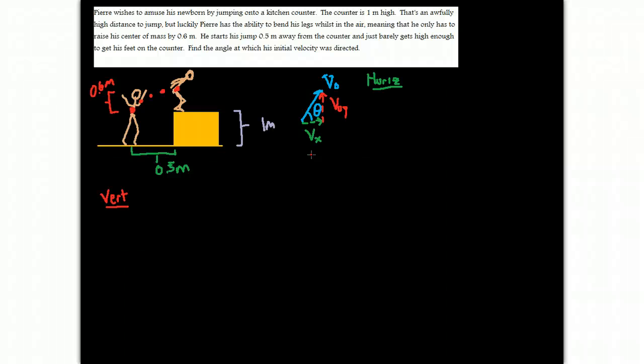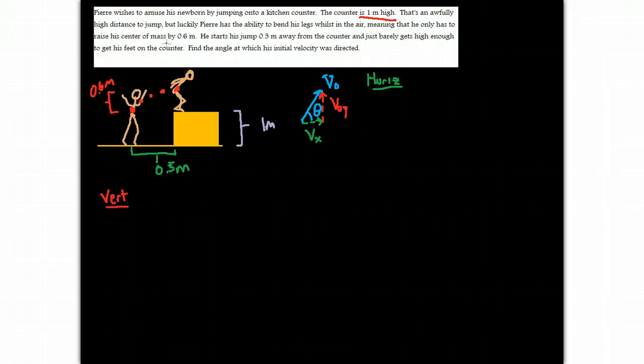This problem is the last problem from your homework assignment, and it's a pretty complicated one. In it we have Pierre, who is jumping onto the counter of his kitchen from the ground. And there's some information here that could be considered, I suppose, a little bit confusing. One is that he has to get onto the counter, which is 1 meter high.